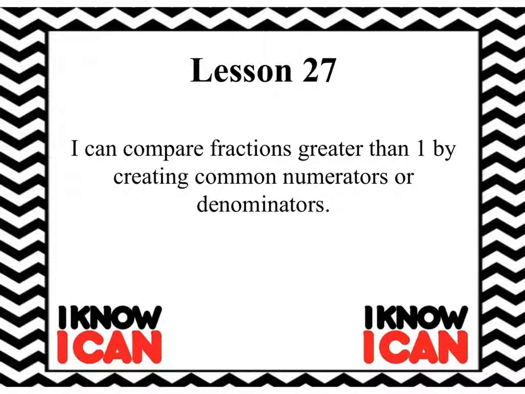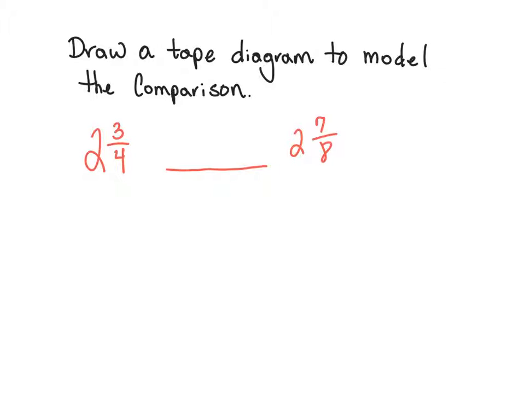So let's get started. We're going to draw a tape diagram. We've done these so many times, and we're going to use the tape diagrams to model the comparison. 2 3/4 is greater than, less than, or equal to 2 7/8. Now notice the 4 and the 8, let's look at the denominators, and we want to say, how can I get those denominators to be the same? Well, we're going to use a tape diagram to help us out.